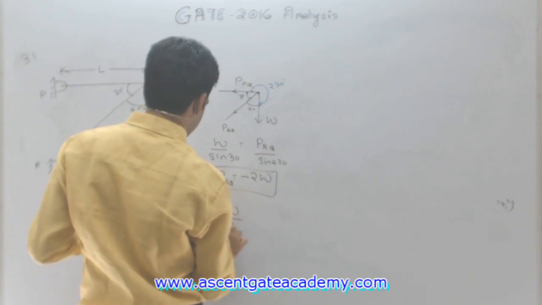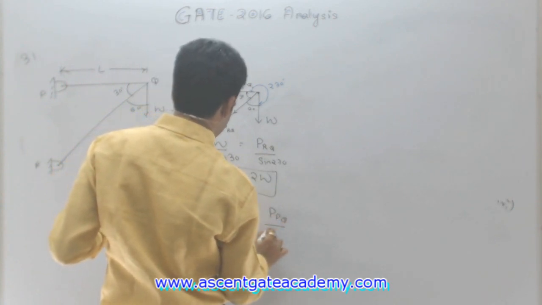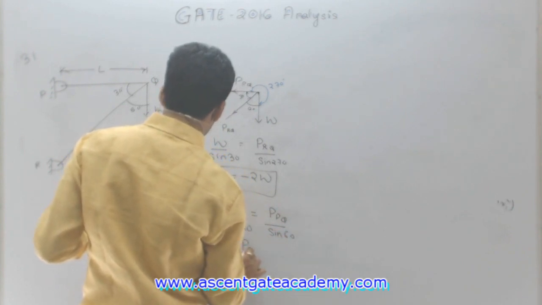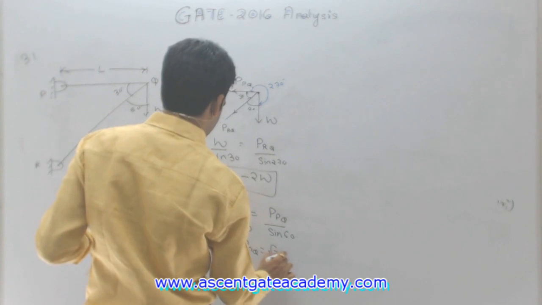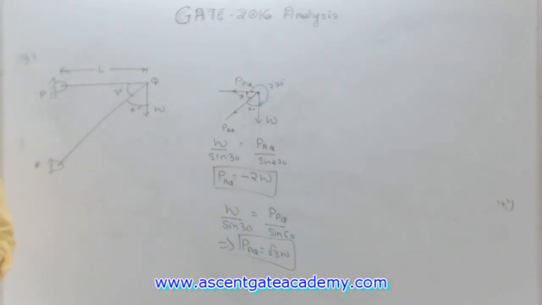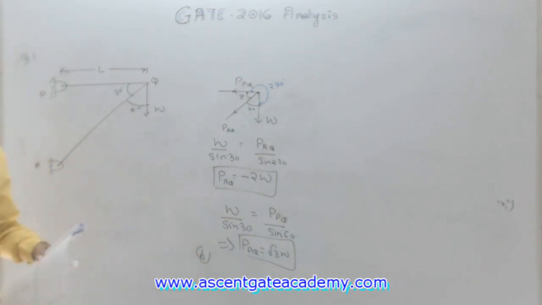Similarly, we can get the value of PPQ. W upon sine 30 is equal to PPQ upon sine of 60. Okay, so from here we can get the value of PPQ, which is equal to root 3W. Okay, so answer is B, root 3W tensile and 2W compressive. Answer will be B. That's it.